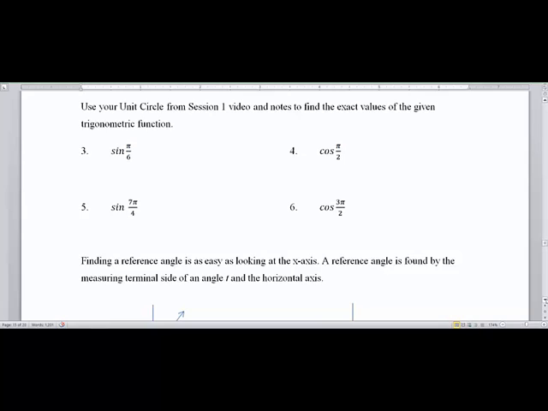So now what we're going to do is use our unit circle from the session 1 video to find the exact values of the given trigonometric function. Now, the sine of pi over 6 is the same thing as the sine of 30 degrees.